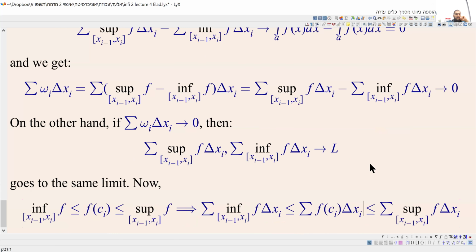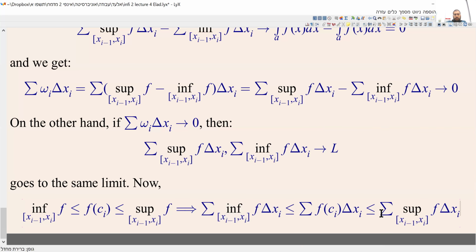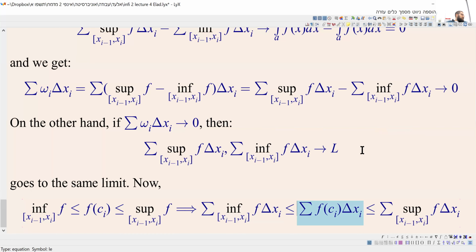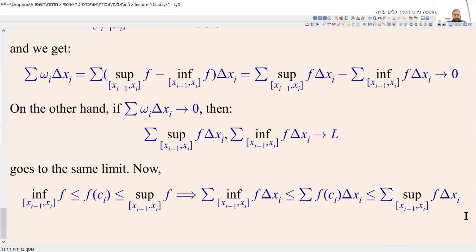By the sandwich rule, if the sum of inf and the sum of sup go to the same limit, then the sum of f of Ci goes to this limit as well. For every partition, for every choice of Ci, and so on, using the sandwich.